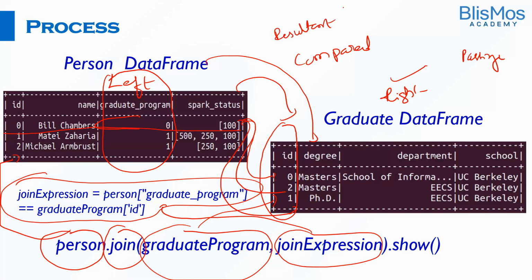So, just to iterate the process again, records in the left data frame would be compared with the records in the right data frame. Whichever records pass the condition will be kept as a part of the resultant data frame, and whichever records do not match this condition based on the column we have given will be discarded. It is as simple as that.